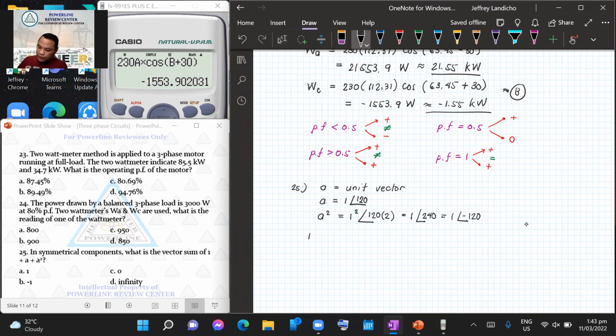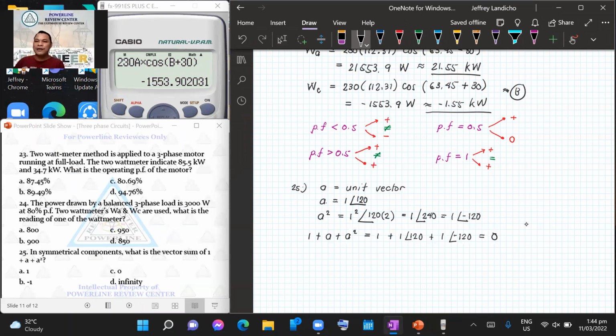So, what would be the value of 1 plus A plus A squared? So, kapag kinumpute mo yan, this is only 1 plus 1 bar angle of 120. Tapos, i-add mo lang si 1 bar angle of negative 120. So, pwede mong diretsuhin yan kay calculator. Ibibigay ni calculator yan, that is directly 0.